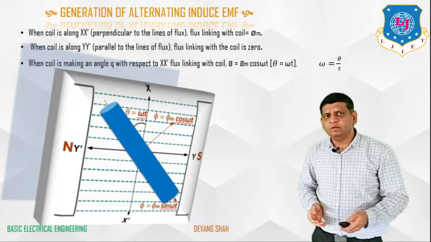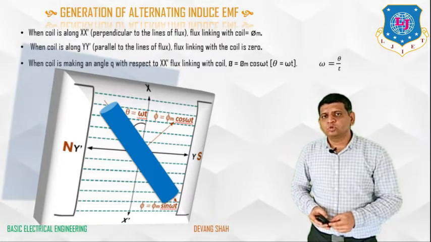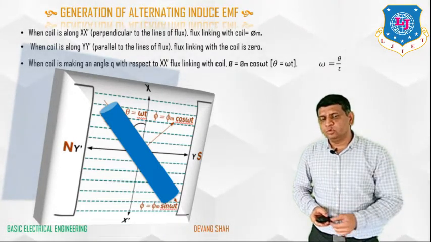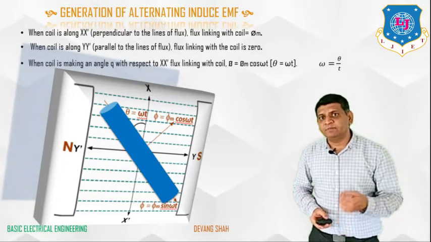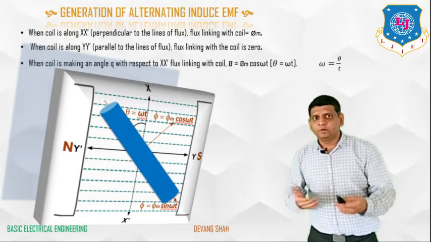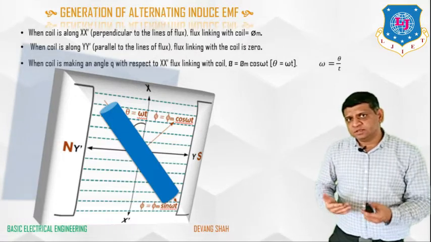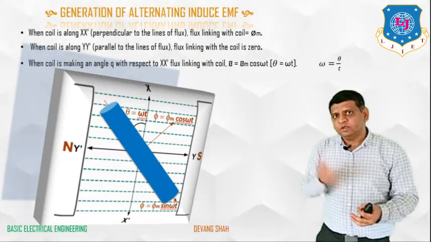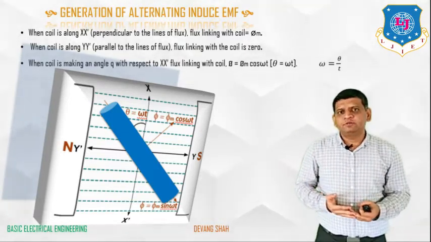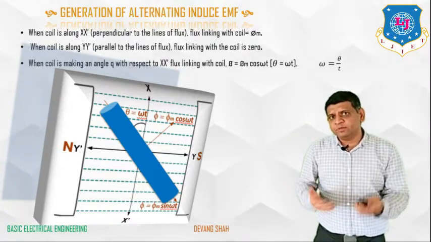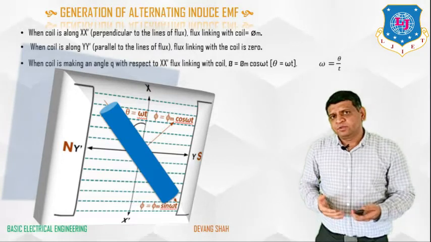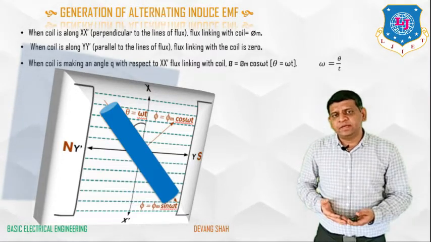So in between you will find phi is equal to phi m cos omega t, right. When it reaches to x, x dash, that particular axis, it will find phi is equal to phi m sin omega t, right. So once you put the omega t, it's nothing but the position of this angular velocity. The angular velocity is nothing but the angular displacement divided by time. So from that you can find the angular displacement theta is equal to omega t.